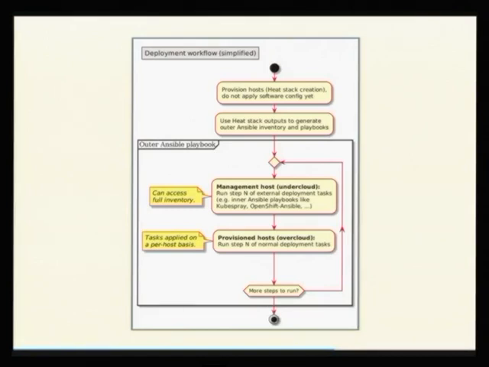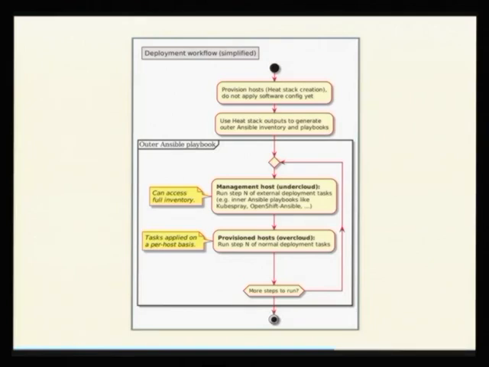Heat is like a resource orchestrator. In OpenStack, you can write your definition, and it's going to call APIs and create resources like servers or networks, and it's going to keep information about those. And this just installs the bare operating system on the machines, and we don't yet run any software configuration.